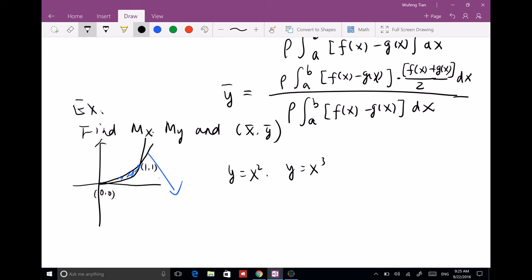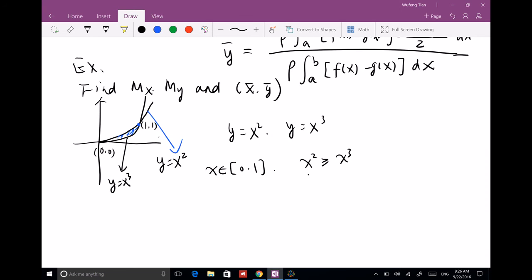When x is between 0 and 1, we can tell x squared is bigger than or equal to x cubed. If it's just in this area, x squared is bigger than x cubed, because for 0.1, the square is 0.01 and the cube is 0.001. So x squared is bigger. It's very important for us to know which one is bigger. The big one is y equals x squared, and the lower one is y equals x cubed. Why do we need to know that? Because we have to know which one is f and which one is g, which one to use and which one to subtract. Otherwise, you're going to have a negative number.